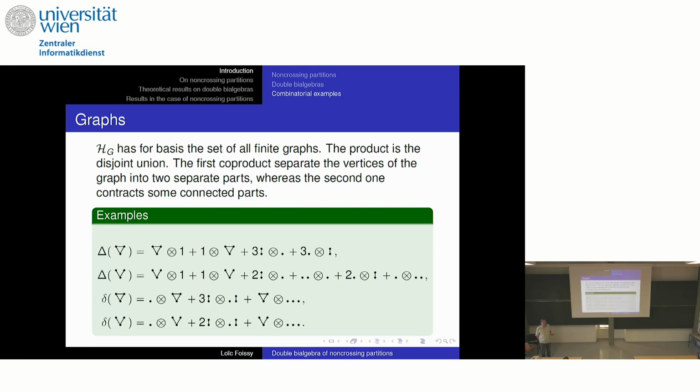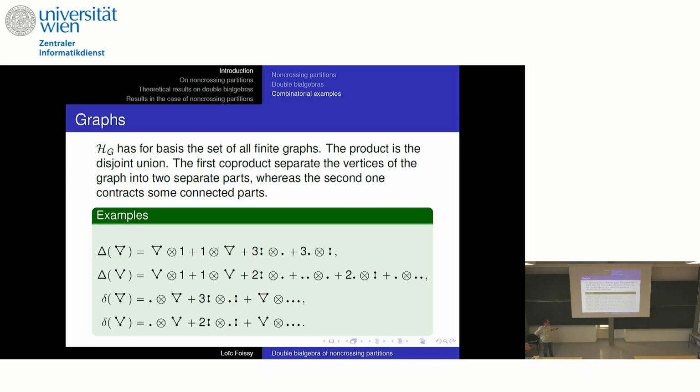You want to define two coproducts, so you want to cut a graph into two parts. The first part is very simple. If you take a graph, you can separate the vertices into two parts. One you put on the left, one you put on the right. Yes? No, they are unlabeled. In fact, these are isomorphism classes of graphs.